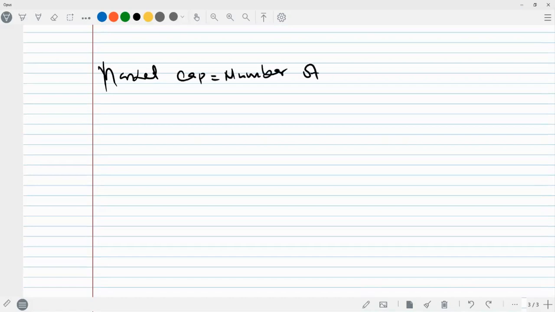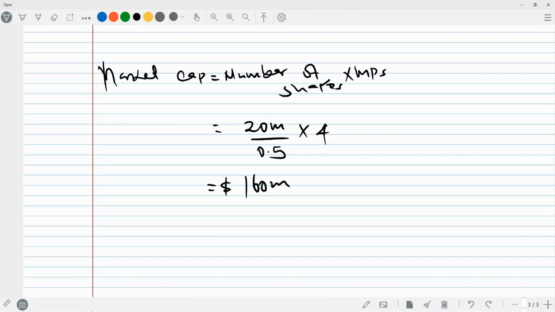Market cap is simply the total market value of the company shares. Therefore, it is the number of shares of the company multiplied by the current share price, the market price per share. As per the balance sheet, the total nominal value is 20 million. The nominal value per share is 0.5, therefore we divide by 0.5 to give the number of shares of this company. We multiply by the current market price per share, which is equal to 4. This gives 160 million to be the total market value of the company shares, using market cap as the method.